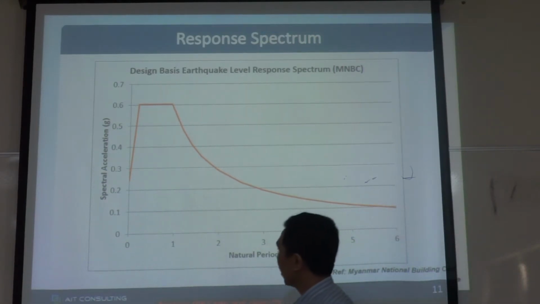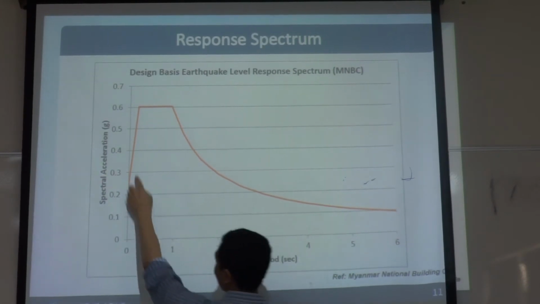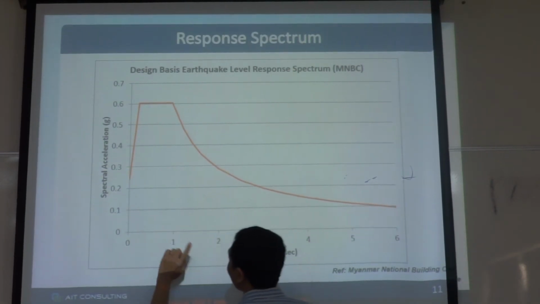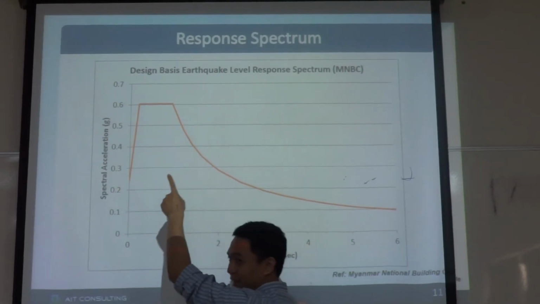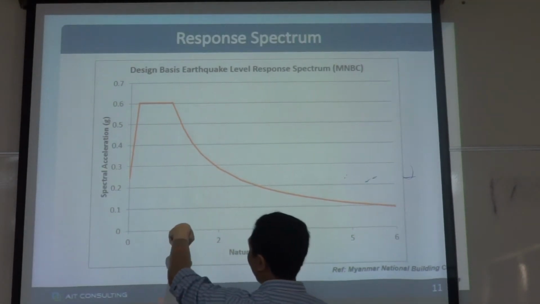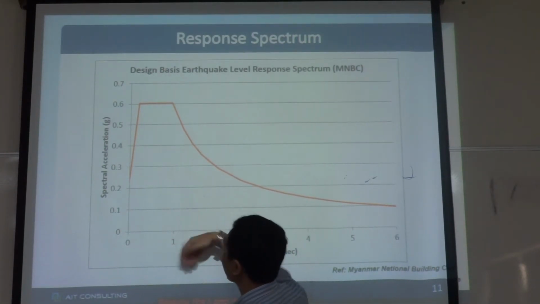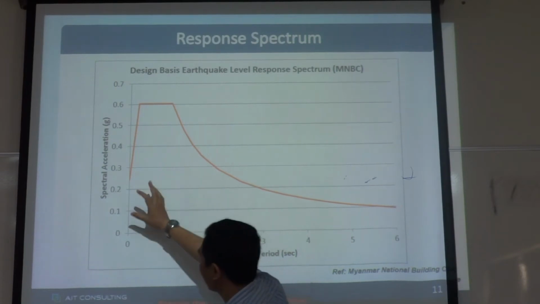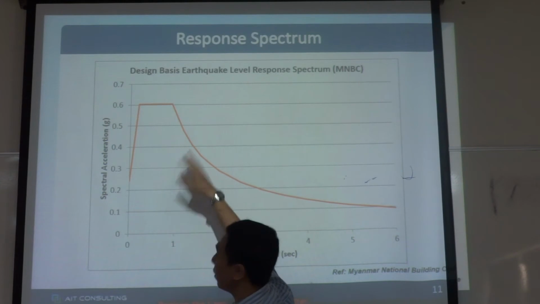For example, if you design for a 2-story building, okay, the forces will be here, approximately. But if you design for a 10-story building, the forces will be high. The spectral acceleration will be high. That's why if you multiply spectral acceleration and mass of the building, it will generate the forces.